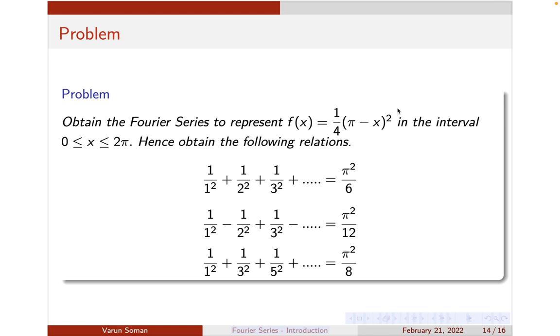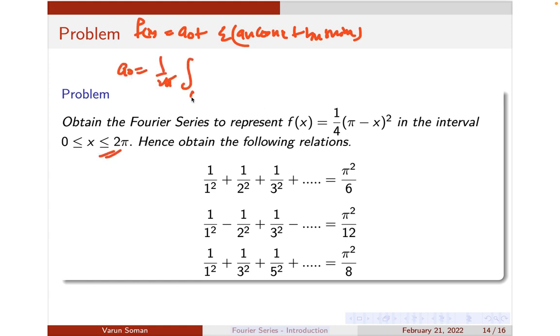So how will you do it? The first part is very simple. Your Fourier series representation is given by f of x is equal to a naught plus sigma a n cos nx plus bn sin nx. Okay, what's the value of a naught? A naught is actually 1 by 2 pi integral, here the interval is 0 to 2 pi, of f of x, which is 1 by 4 into pi minus x the whole square, dx. So just find out the value, that will give you your a naught.